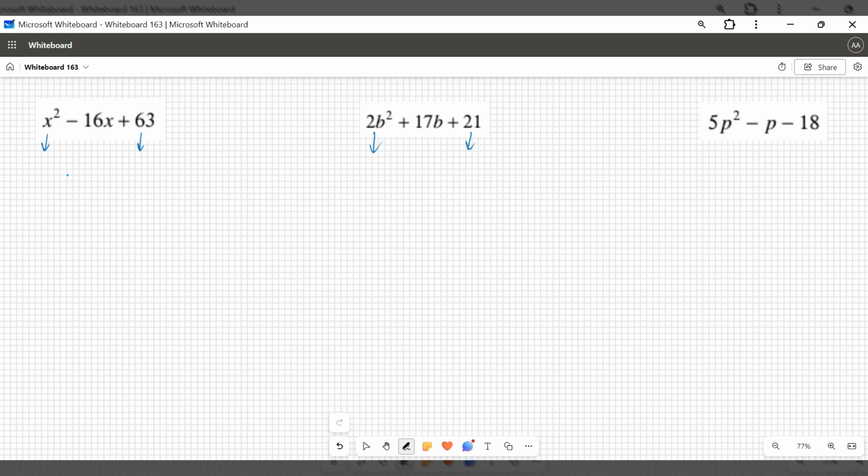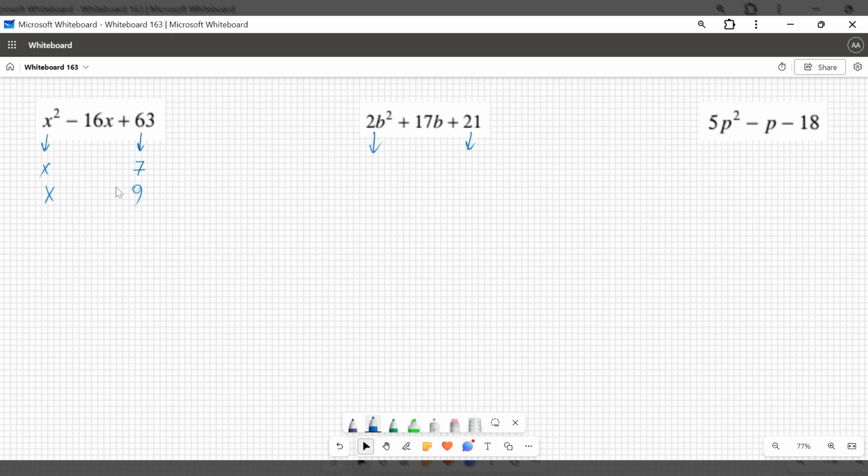Okay. So x squared can be factorized x and x. 63 can be factorized 7 and 9. It can be factorized by 3 and 21, but when you do 3 and 21, it doesn't add up to 16. Okay. That's why I'm doing the correct way right now. So I'm going to erase it. So 7 and 9. Okay.